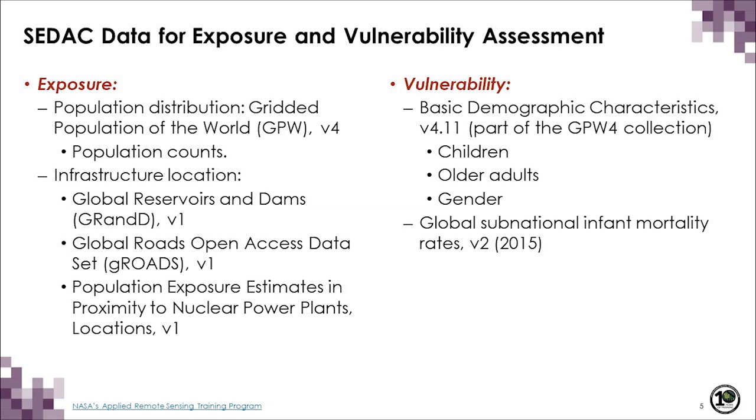In today's session, we will describe some of SEDAC datasets useful for exposure and vulnerability information. For exposure, we will look into the population distribution with the Gridded Population of the World, GPW4, version 4, and with infrastructure location using Global Reservoir and Dam, GRanD, Global Roads Open Access Data Set, gROADS, and population exposure estimates in proximity to nuclear power plants. For vulnerability, we will explore basic demographic characteristics dataset that is part of the GPW4 collection, looking at children, older adults, and gender, and the Global Subnational Infant Mortality Rates dataset.